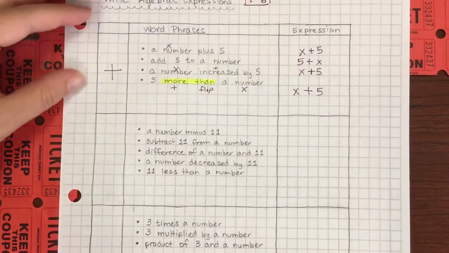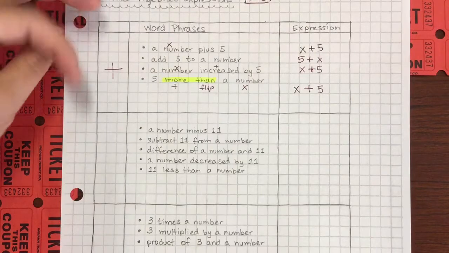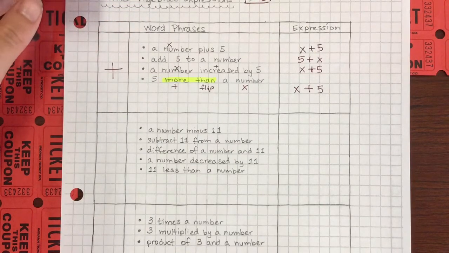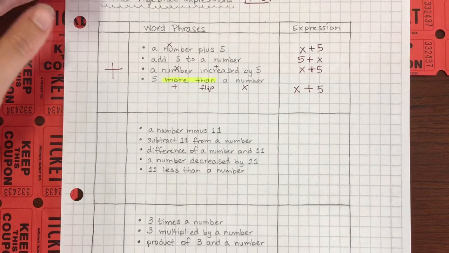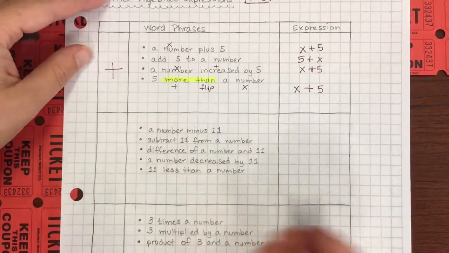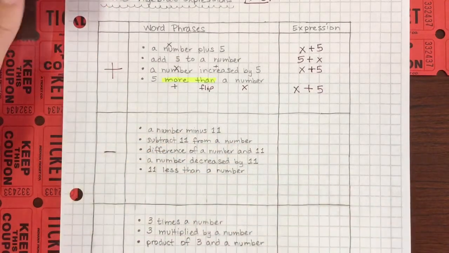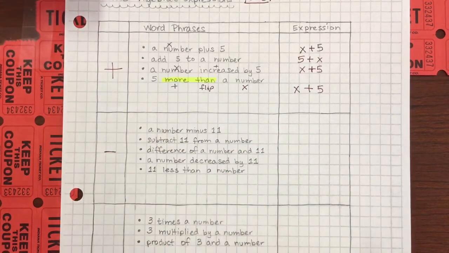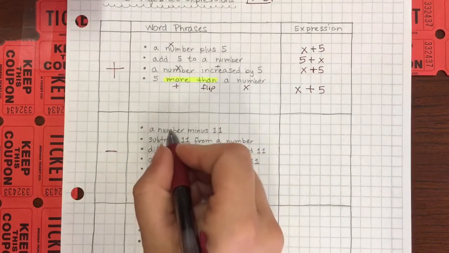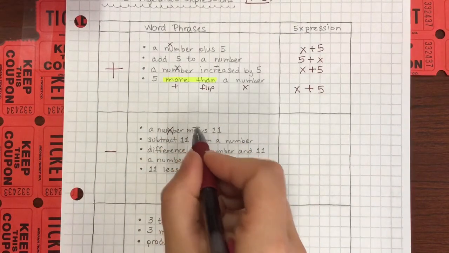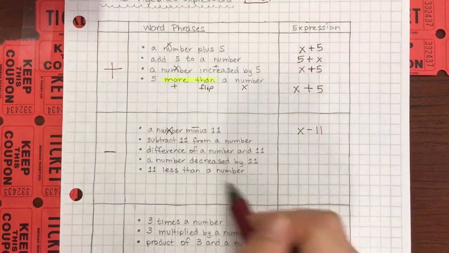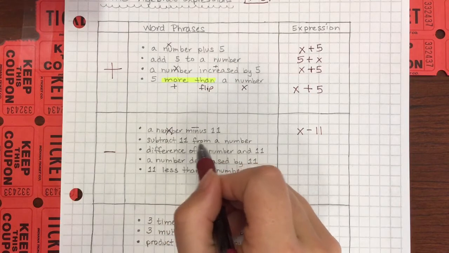Okay, let's go to the next one. This says a number minus 11, subtract 11 from a number, difference of a number and 11, a number decreased by 11, and 11 less than a number. Well, all of these word phrases are really referring to, you probably guessed it, subtraction. So let's go through and write down what each one of these mean. So a number minus 11. Well, a number, that is our x. Minus is just minus 11. So x minus 11.